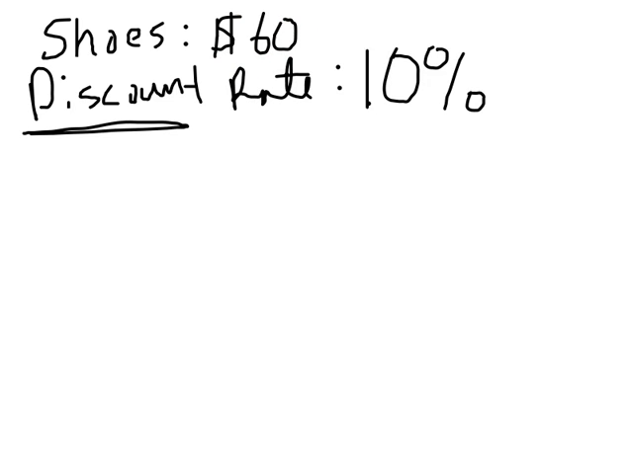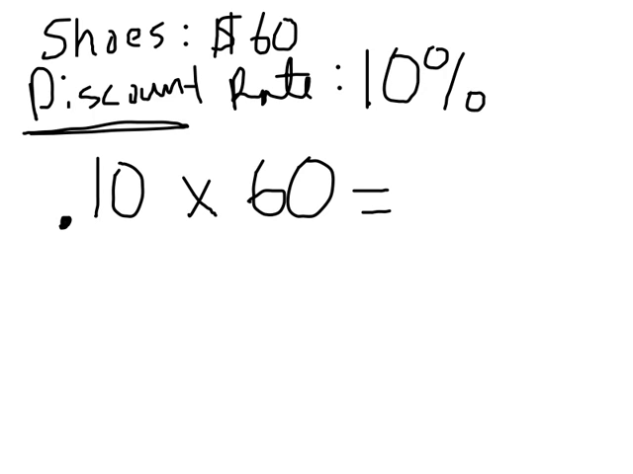So what I need to do first is figure out what 10% of 60 is. And we worked on this last week. All I'm going to do is take 10% and multiply it by 60. If you do that, which I'm not going to do for you because you worked on that last week, you should get 6. Now, does that mean the shoes cost $6? No, that's not reasonable for shoes to be 60 and then you only have to pay $6 for them.